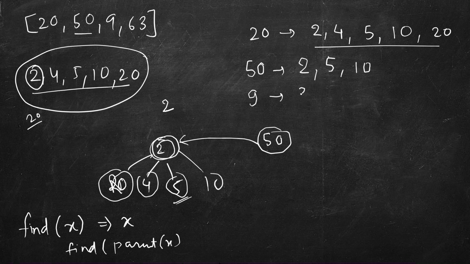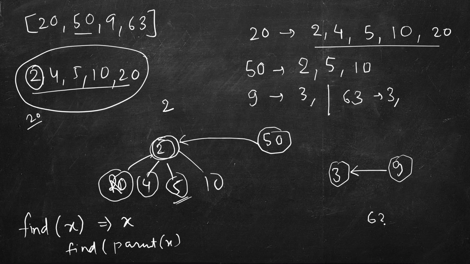Then we have 9. So 2 is not there, 3. We check 3. Parent of 3 is 3. Parent of 9 is 9. So we make 3 the parent of 9. Then we stop. The square root of 9 is this. Then the last one is 63. So 3 is one of the factors. So we check find of 3 returns 3 and 63 returns 63. This is not equal. So we make 3 the parent of 63.